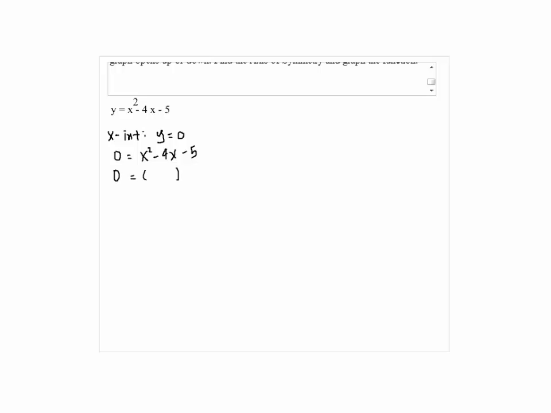Then we can factor the right-hand side. So we have x plus 1 times x minus 5 equals 0. So let each factor equal 0 and solve for x. So x equals negative 1 and x equals 5. So the x-intercepts are negative 1 comma 0 and 5 comma 0.